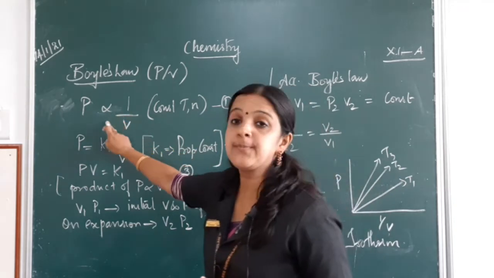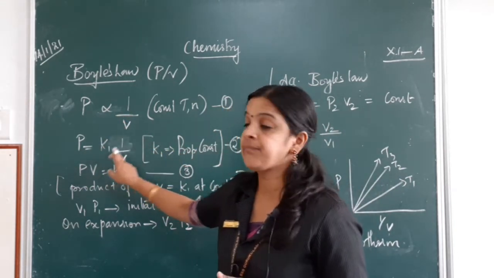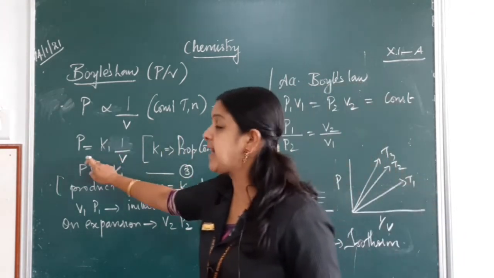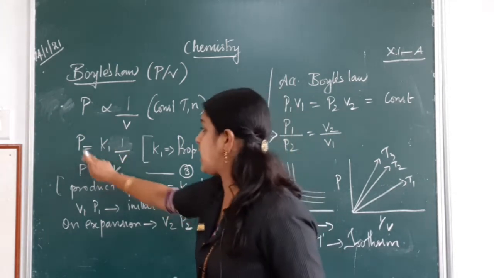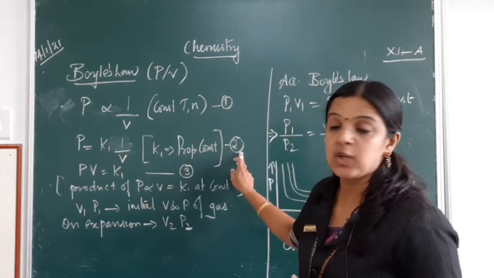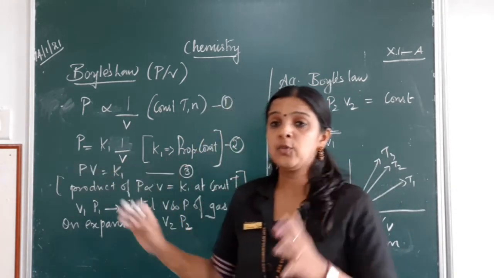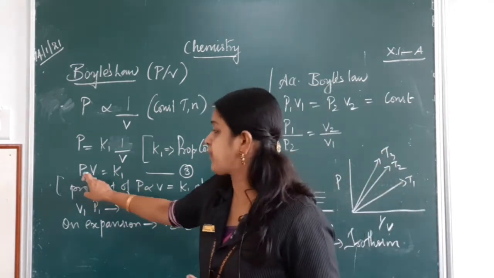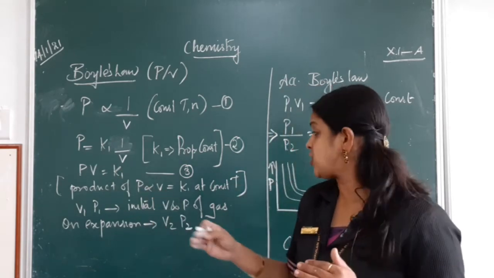Now to remove this proportionality, I introduce a constant K1, which is called the proportionality constant. So I can write P is equal to K1 into 1 by V. Now if I rearrange this equation, I get PV is equal to K1, which means at any constant temperature, the product of pressure and volume will be equal to a constant. What does it mean, children?